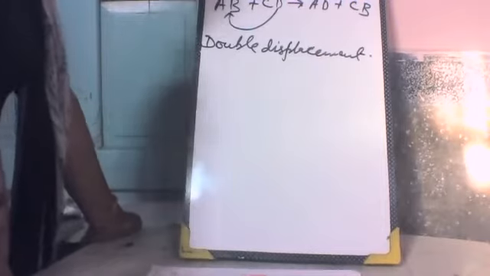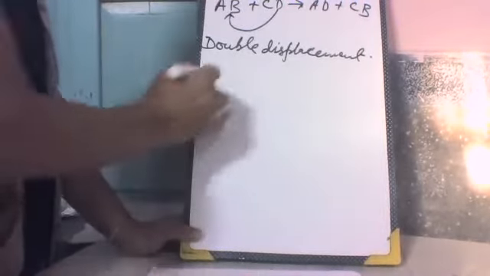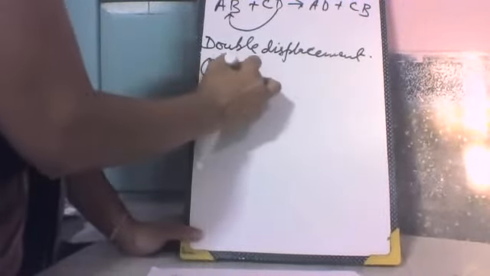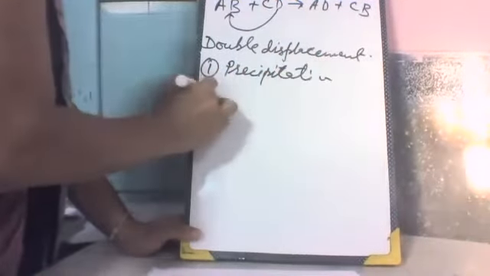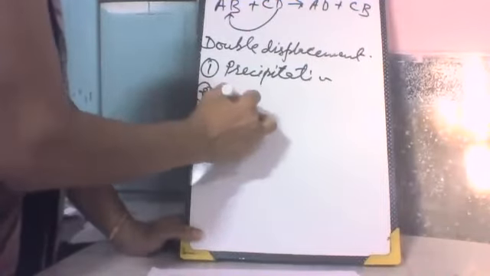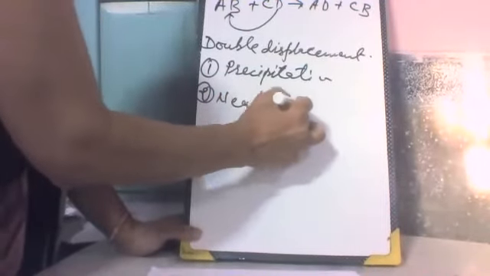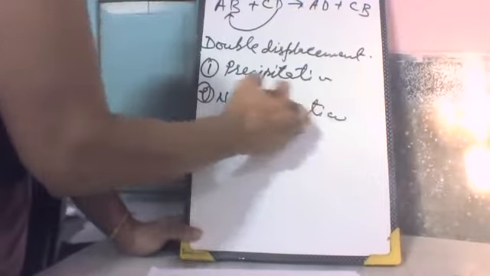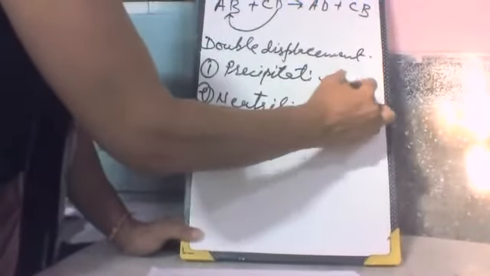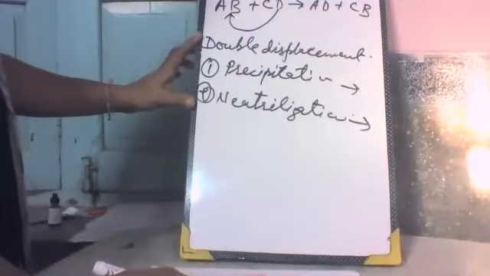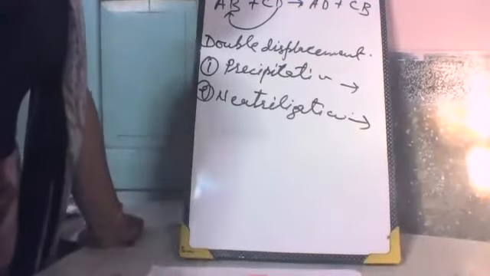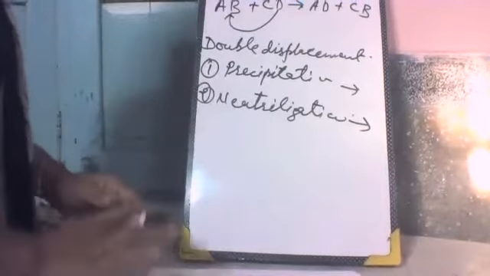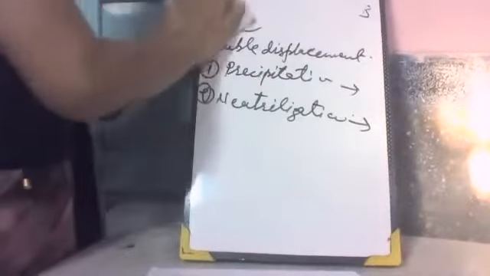There are two types of double displacement reaction. One is precipitation and the other is neutralization reaction. First we have a look at the precipitation reaction.